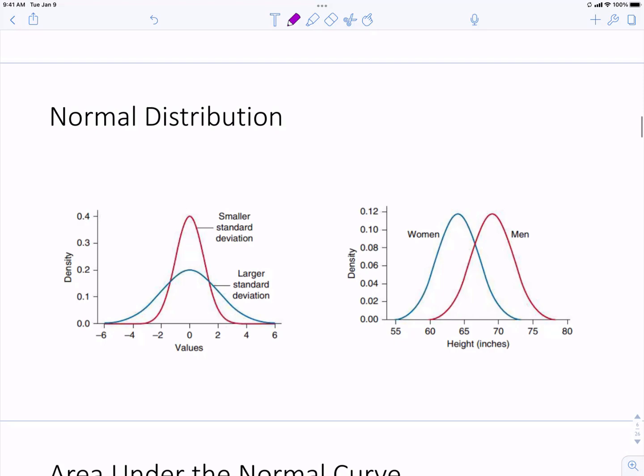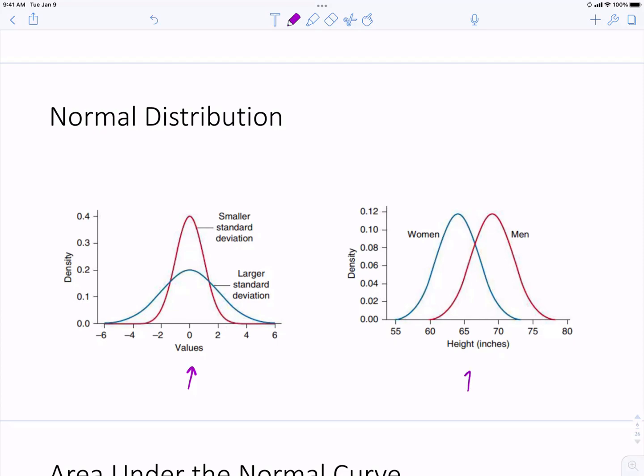Now this is what it means when we say that the curve is determined by its mean and standard deviation. On the left here, we see 2 normal curves, a red one and a blue one. They have the same mean, the same number in the center, but their spreads are different. The spread is measured by a number, as we've talked about before, called the standard deviation. The red curve has a smaller standard deviation, meaning it's skinnier, and the blue curve has a larger standard deviation because it's wider.